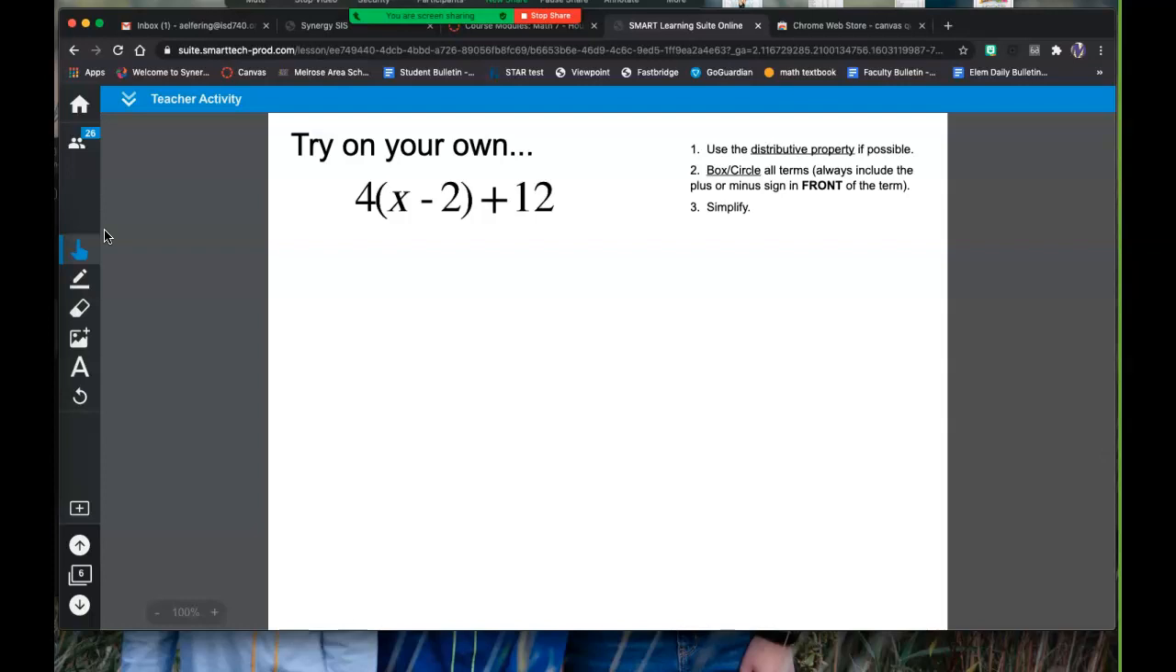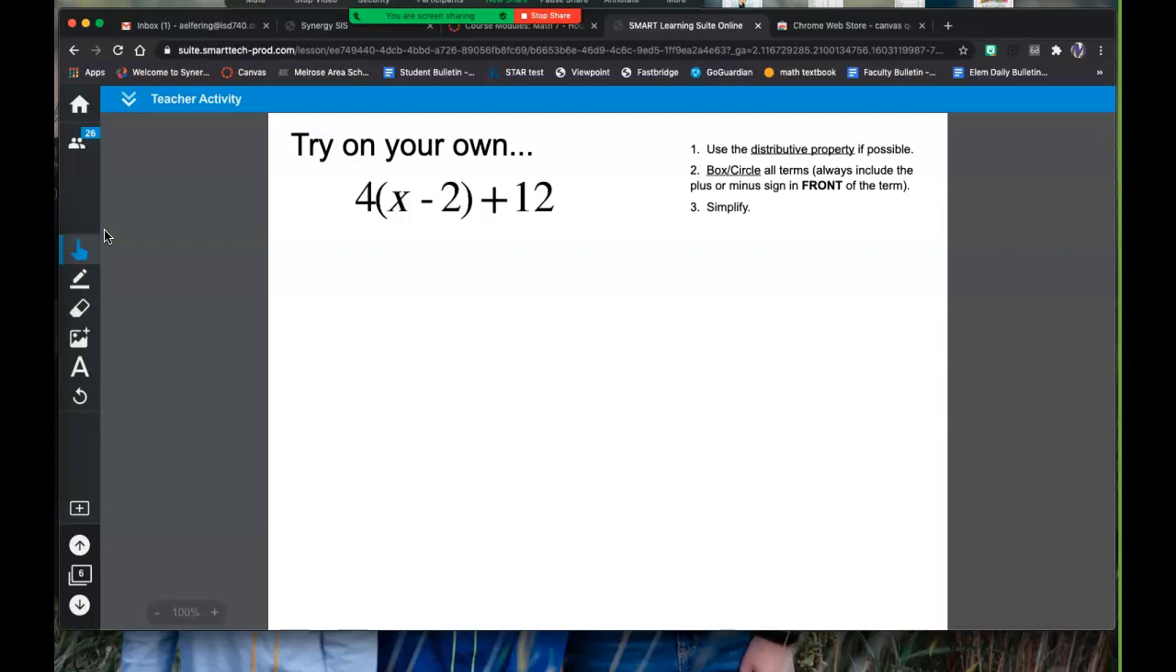Gabby, don't forget when you distribute, the 4 also has to go with the 2. See, lots of correct answers here. It's awesome. Emily, be careful. That's a -8 and a +12, so be careful on your answer. Addie, same with you. Be careful.